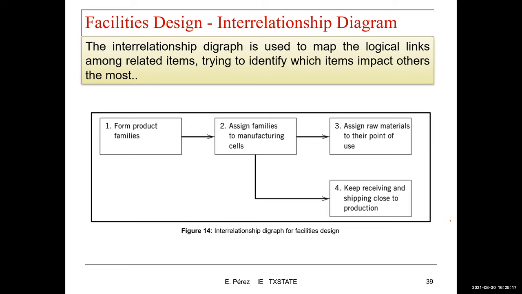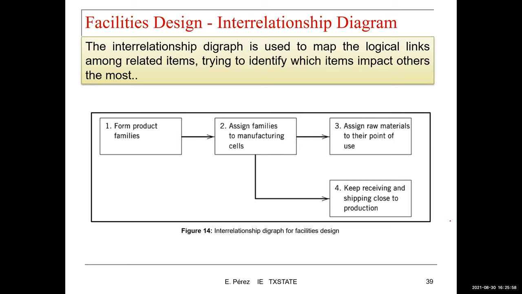So forming those families and then assigning families to manufacturing cells. Now that you have those different products or families, how do you assign those to your production areas? And then based on that, how do you assign the raw materials to the point of use and keep receiving and shipping close to the production? So again, connecting those issues, see how those impact. In this case, this assignment is going to impact the assignment of raw materials and also where you place the receiving and the shipping for the production.